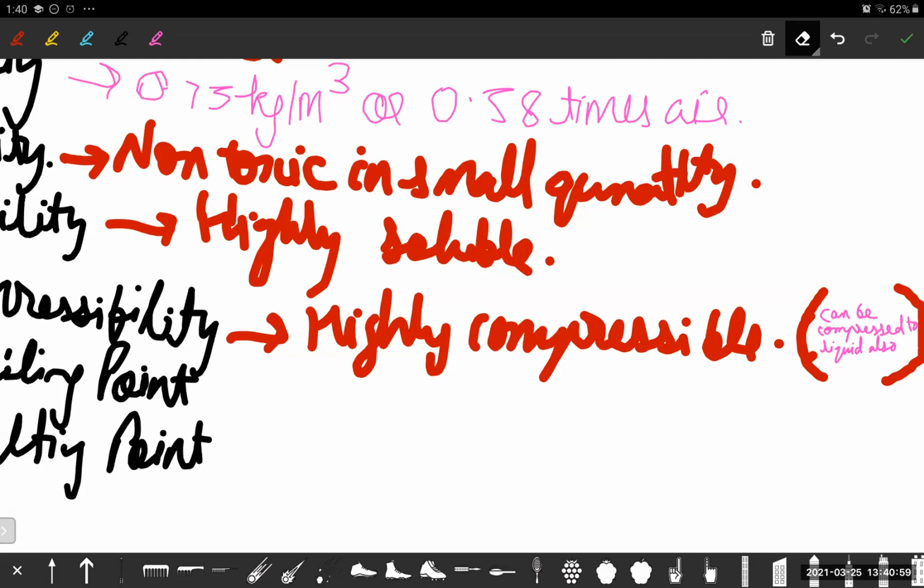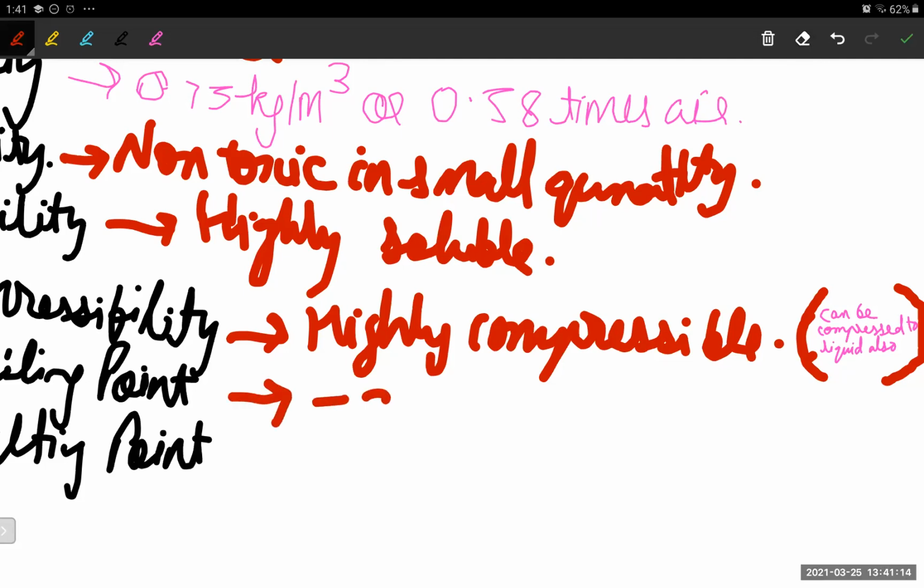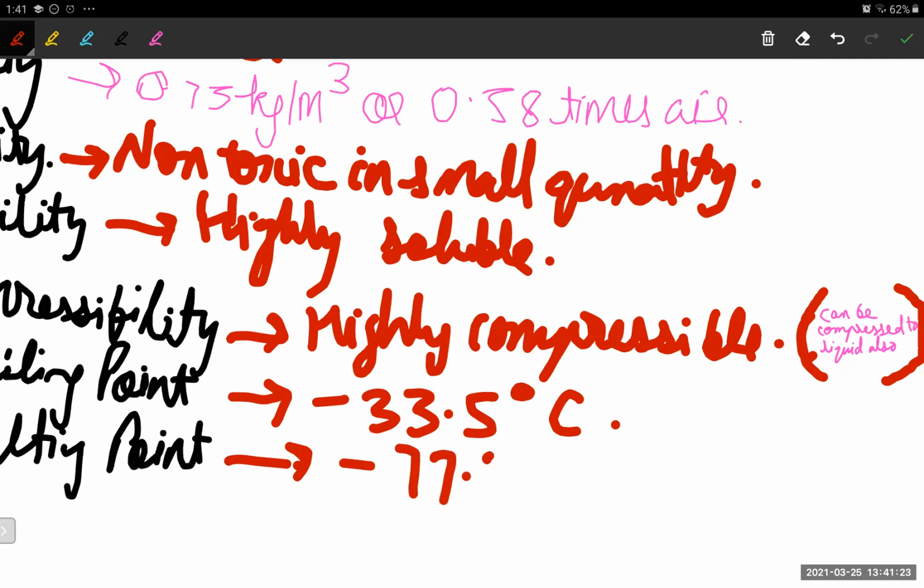Next, we move to the next topic, that is boiling point. So boiling point, you have to remember, how much is it? Boiling point of NH3 is minus 33.5 degrees Celsius. You have to remember this thing. And the melting point is minus 77.78 degrees Celsius.